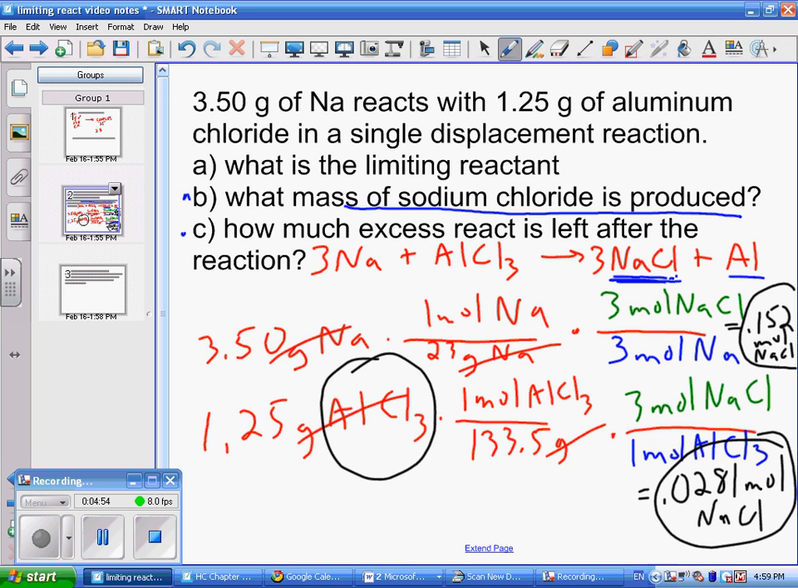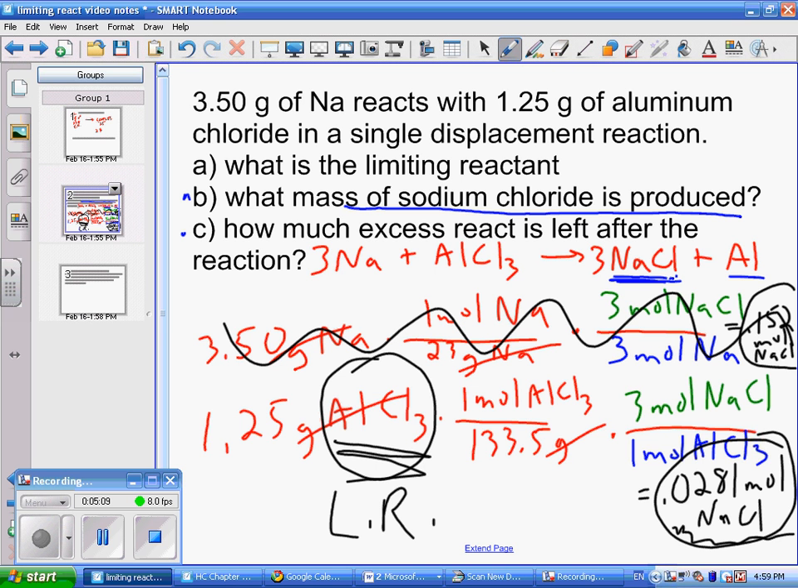Okay, so when I look at these two circle writings in black here, it looks like that my 1.25 moles of AlCl3 is my limiting reactant. Now why? I produced less product here. The reactant that produces less product is the limiting reactant. This one is in excess, so I'm going to ignore it. And I really don't need to do any calculations with that again. Okay, so letter B, we answered the question, what is the limiting reactant? We will call it AlCl3.